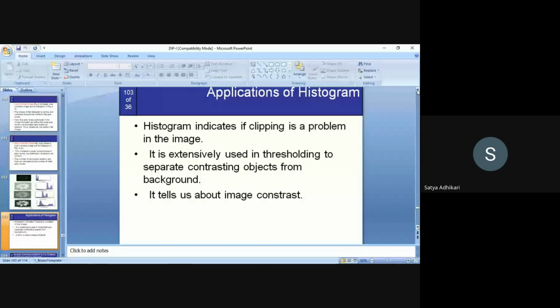So it is extensively used in thresholding to separate the contrasting object from the background. It tells about the image contrast, because the bar graph gives you this information: either it is low contrast, high contrast, overexposed, or underexposed. So this is the application of histogram.